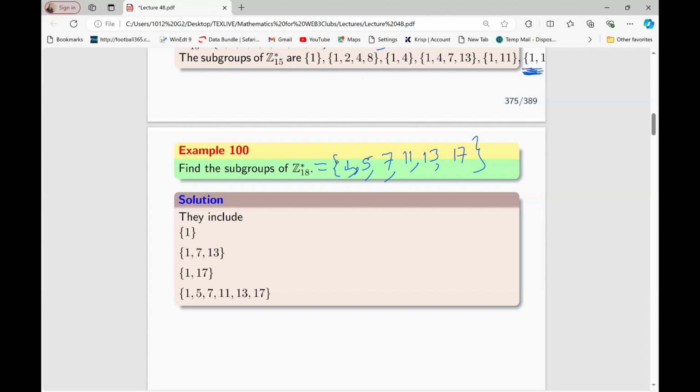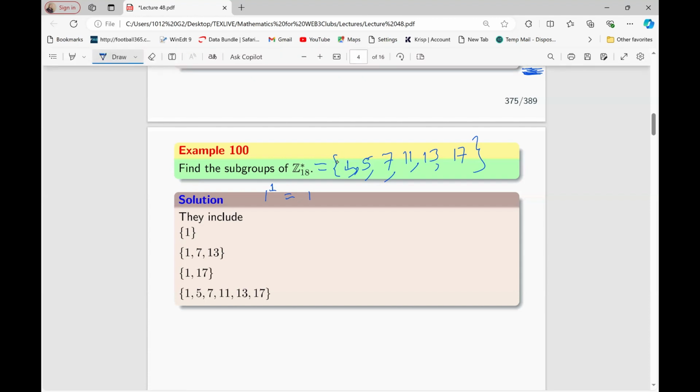Begin with 1. We multiply every element several number of times until we get the identity. But you note that 1 will be multiplied only once, and you have the identity. So that means that 1 generates this subgroup.